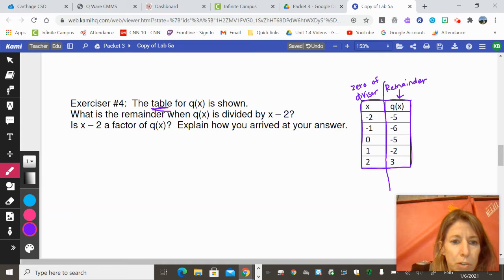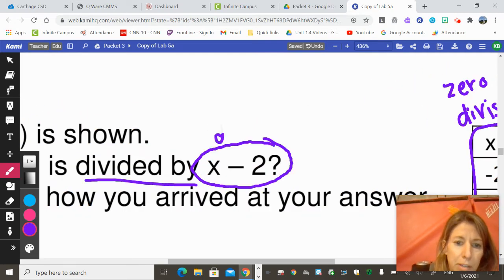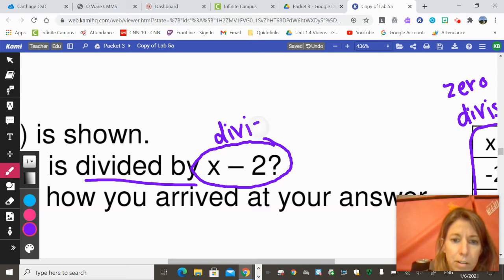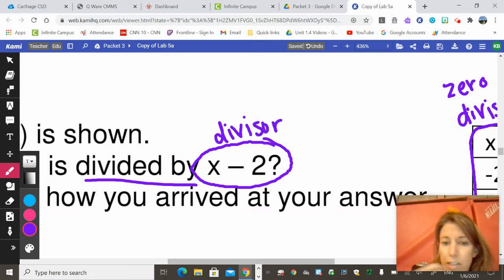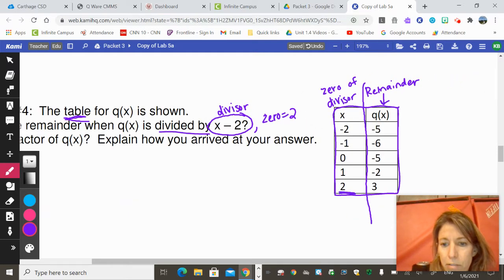Okay, so it says, what is the remainder when q of x is divided by x minus 2? Well, again, if I'm dividing by something, that means this is the divisor, and the zero of the divisor for this one would be a positive 2. So I'm going to look at my chart, and I see a positive 2.